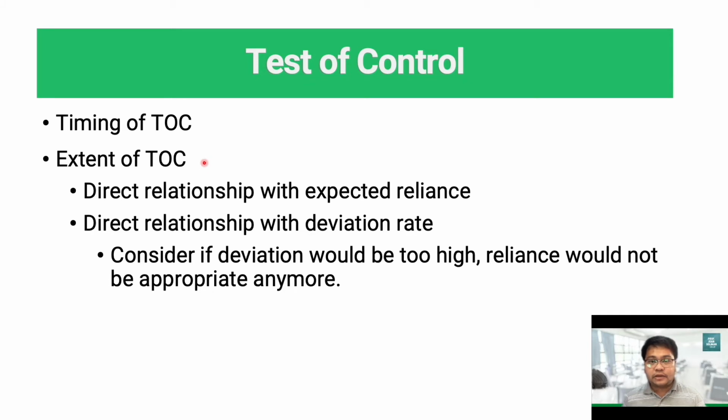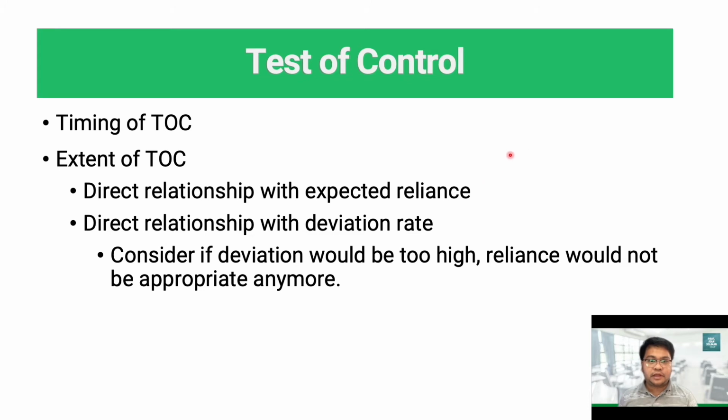Now, with respect to the extent of the test of control, what are the factors that could affect it? First, it has a direct relationship with the expected reliance on the internal control. The more we expect to rely on a certain control, the more extensive will be our test on that particular control. So for example, if we expect to rely on the controls over the payroll system of the client, and we expect to perform fewer substantive procedures, that means we have to test that related control extensively.